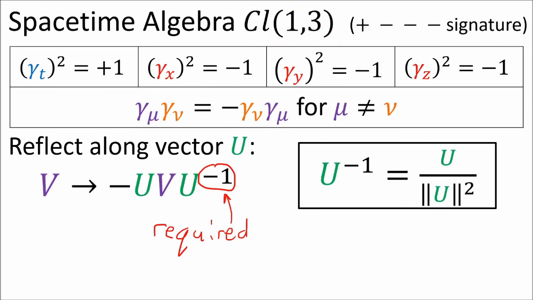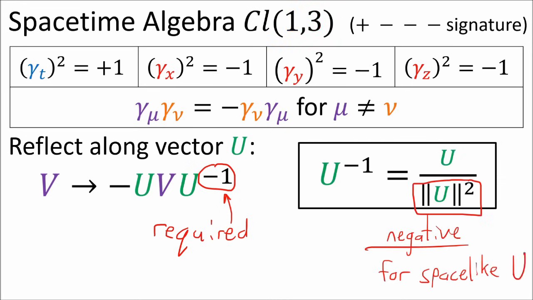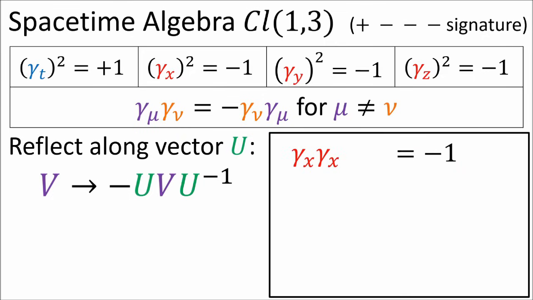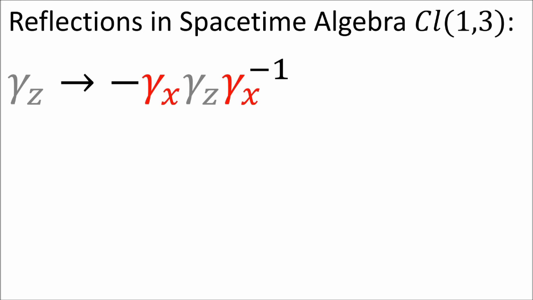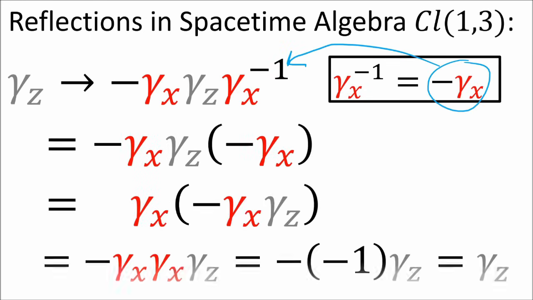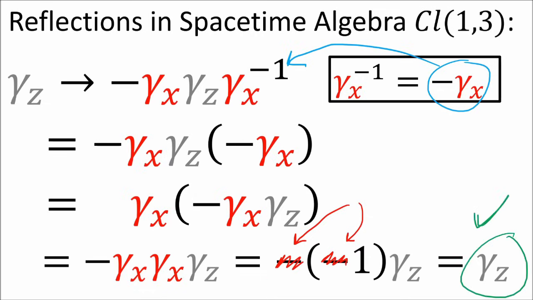If we reflect with a space-like vector, its squared length is negative, and this negative sign is important to keep track of in the reflection formula. Gamma x, for example, is a space-like vector. This means that the inverse of gamma x is actually negative gamma x, since gamma x squares to -1. This extra minus sign in the inverse is important to keep track of. If we try to do a reflection, this extra minus sign will cancel out with the minus sign we get from squaring gamma x, ensuring that our result has the correct sign.